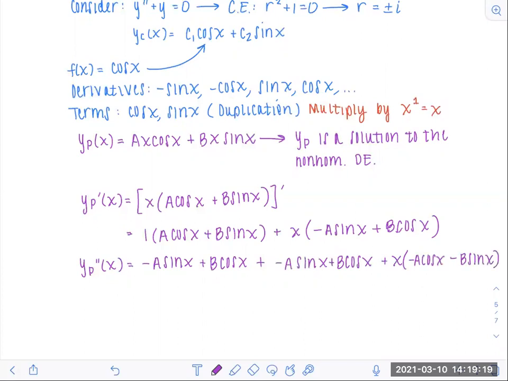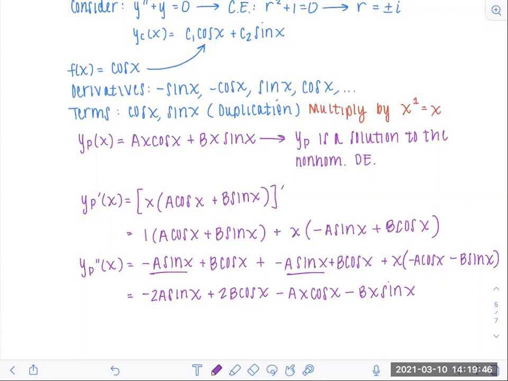So let's combine where we can. I can combine these two negative a sine terms into a negative 2a sine x, and similarly I have plus 2b cosine x. Then I'll go ahead and distribute this x back in: minus ax cosine x minus bx sine x.